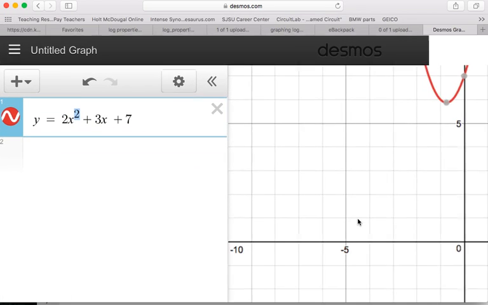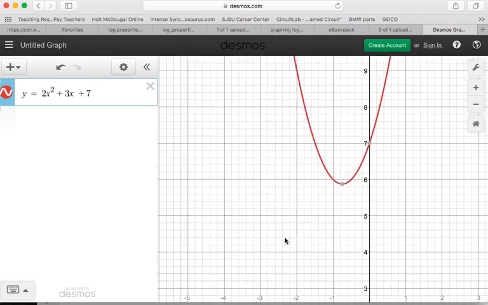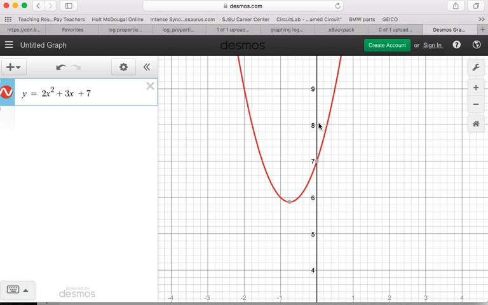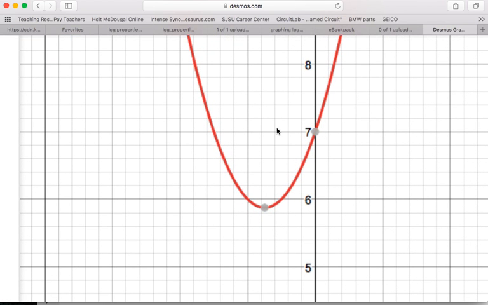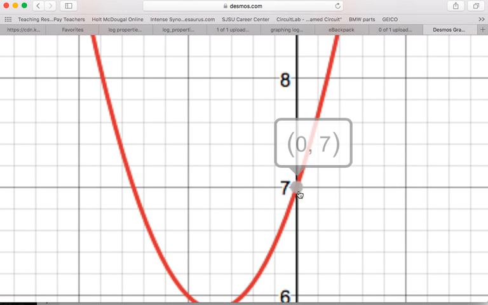First let's look at this function that our best friend Desmos graphed for us. This vertical line here is the y-axis, right? And the y-intercept is the point where this red line intersects the y-axis, which in this case is 7. Could you see that clearly? They cross at 7. We call this point the y-intercept.